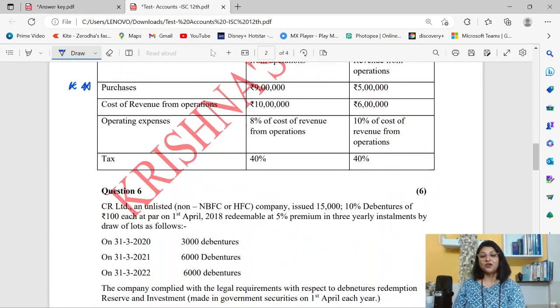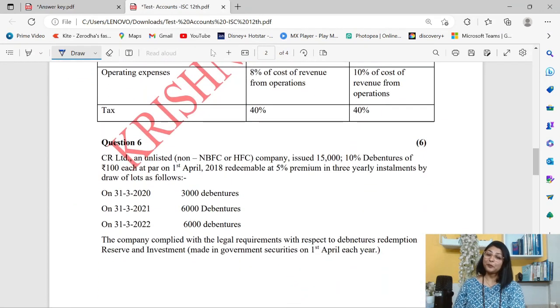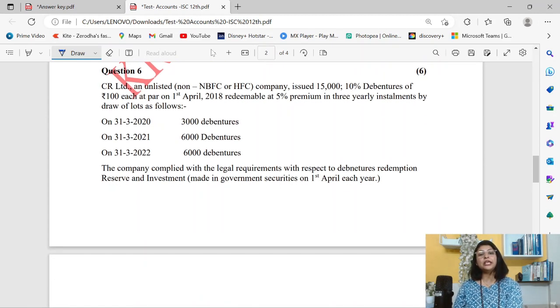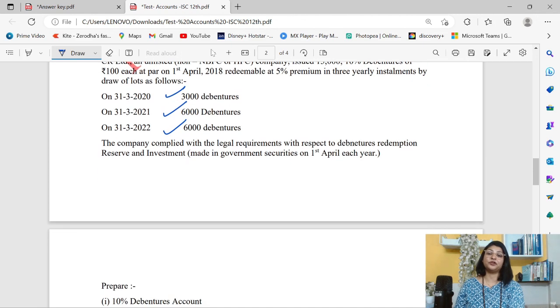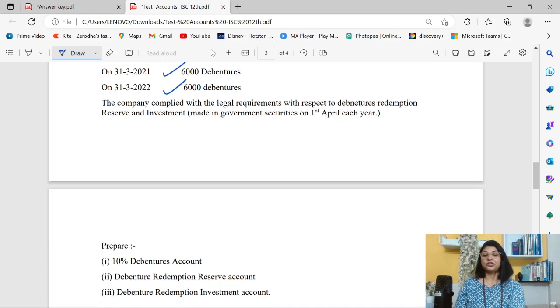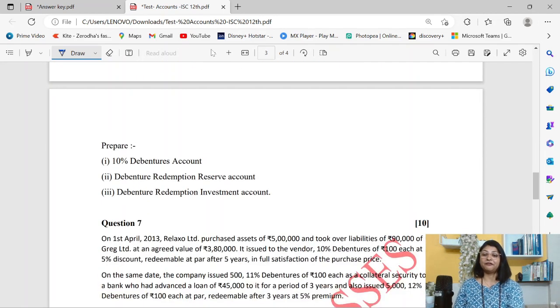Next question was also one of the important question, where you had been given regarding the redemption of debenture and what kind of redemption of debenture. Here the redemption of debenture was in lots, and these lots were also not equal in the amount, or a number. We can say 3,000, 6,000 and 6,000. This was the amount which was withdrawn, and this amount was redeemed in different years. And in this question the requirement was also quite different.